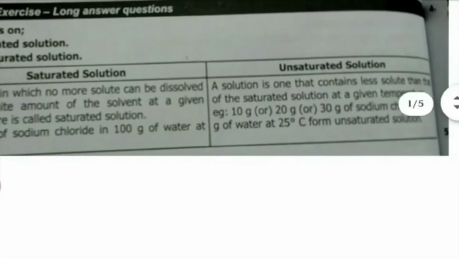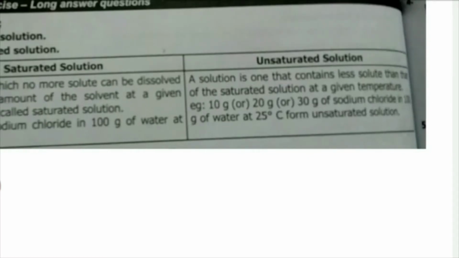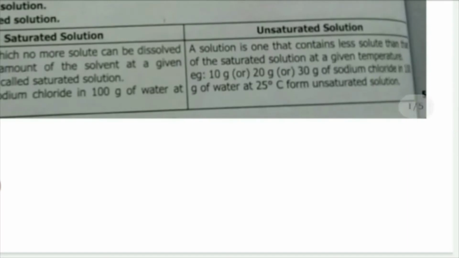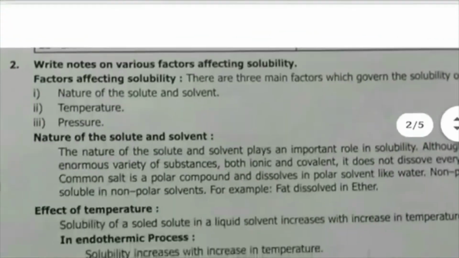Next, what is unsaturated solution? A solution is one that contains less solute than that of the saturated solution at a given temperature. Example, 10 gram or 20 gram or 30 gram of sodium chloride in 100 gram of water at 25 degree centigrade form unsaturated solution.